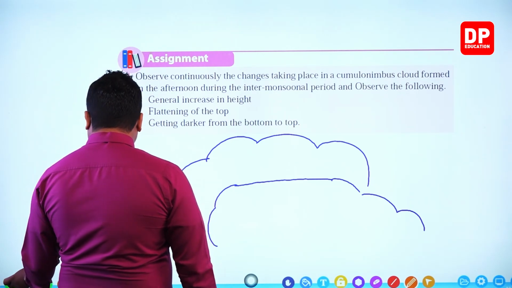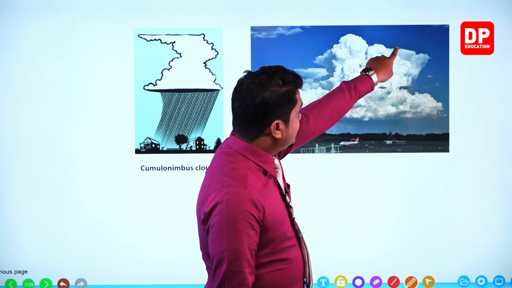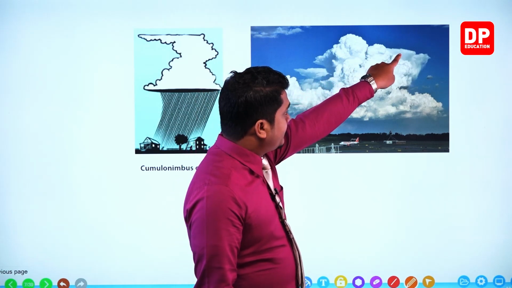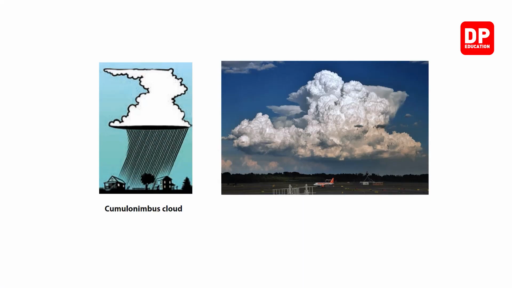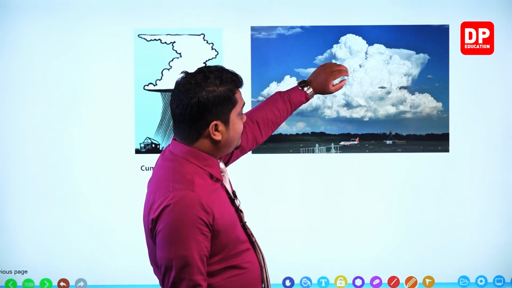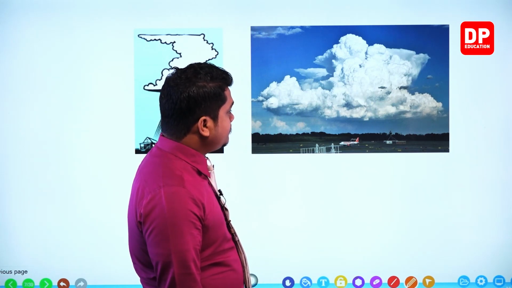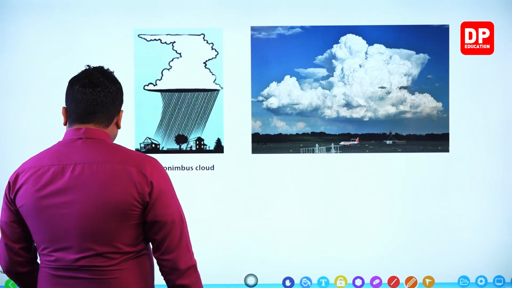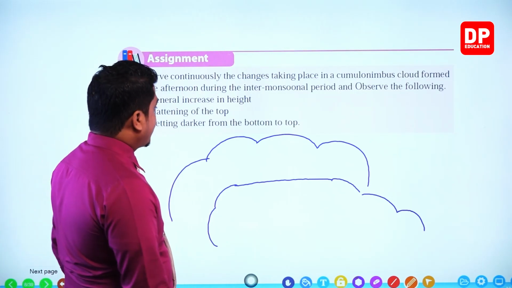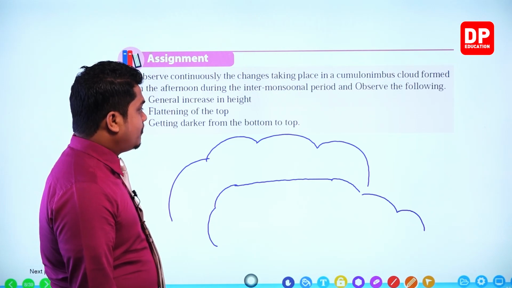So let me take you to the previous slide once more. As you can see here, can you see that in here it's getting flattened? From here now it's getting flattened. Now this cloud is still getting flattened. In this area you can clearly observe that the top is getting flattened, and it is getting converted to these areas as well. Okay, then the third one, getting darker from bottom to top.